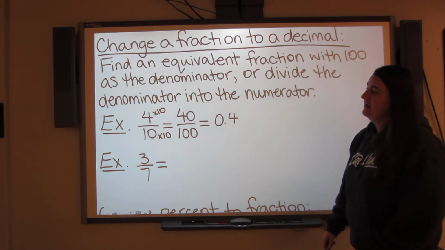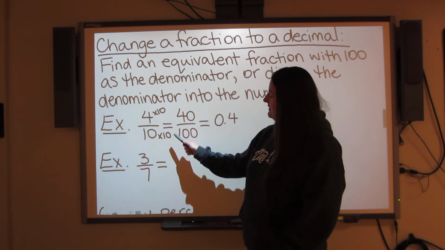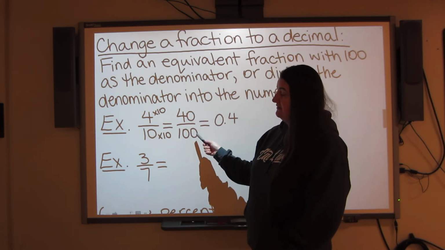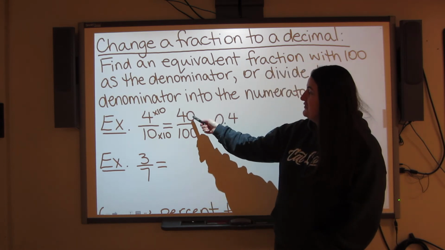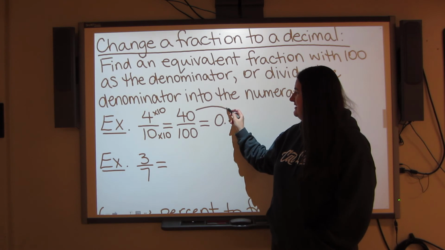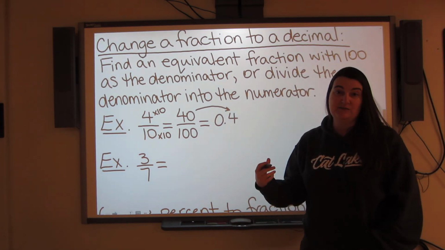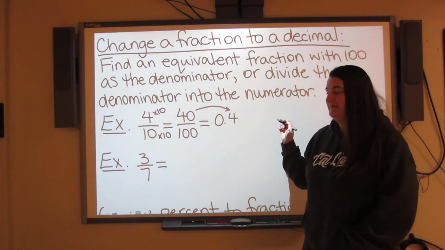So that's how you change fractions to decimals. You just find an equivalent fraction with 100 at the bottom, and then you take the numerator. It's the numerator that's important. That's the thing that turns into your decimal. You put 0 point whatever the numerator is.